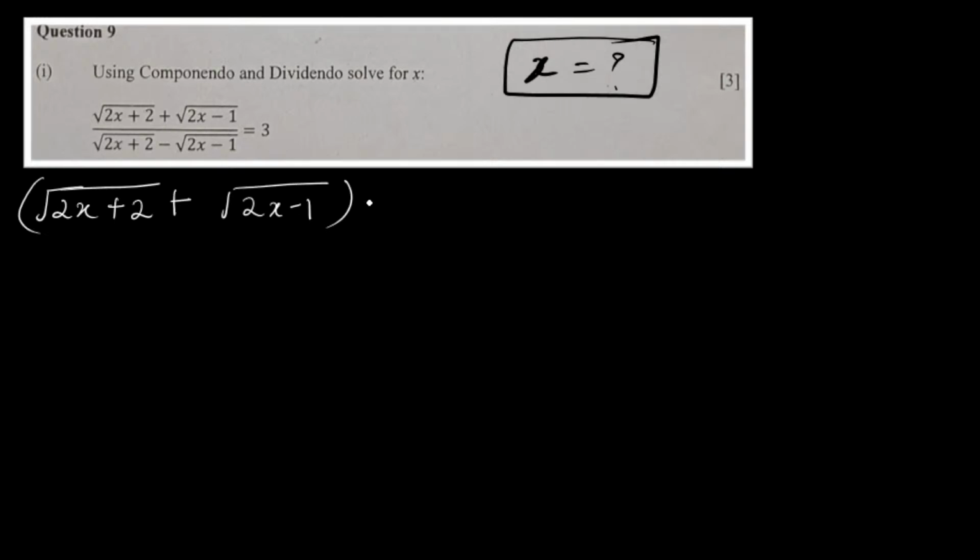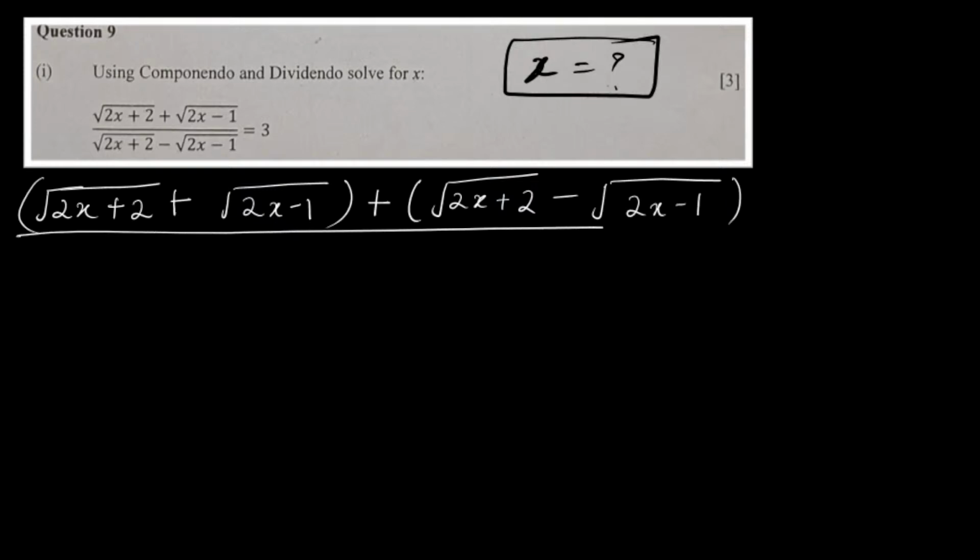Okay, so directly let's start with the property. So what is componendo and dividendo? Componendo and dividendo means first of all we'll add numerator and denominator. So I'll get 2x plus 2 square root of 2x plus 2 plus square root of 2x minus 1. So this is numerator plus denominator. Denominator is root 2x plus 2 minus square root of 2x minus 1.